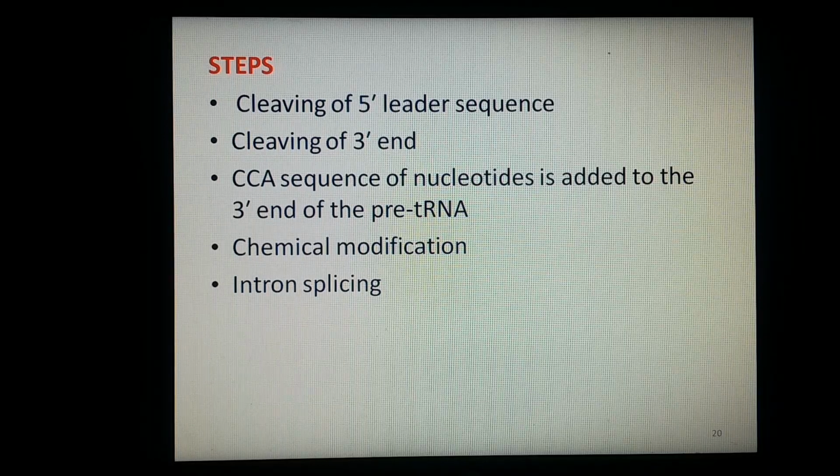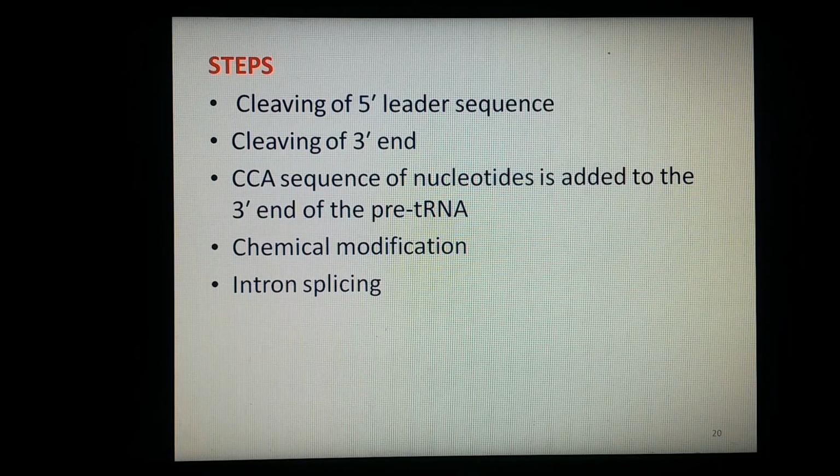So this was the processing of the transfer RNA, and I hope that you have understood what I have told you in this lecture, and that all concepts are clear to you.